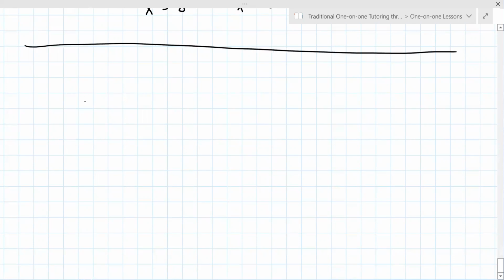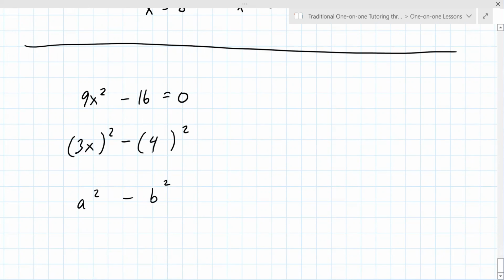Let's do 9x squared minus 16 equals 0. So the game is to figure out what it is squared minus what it is squared, because that gives you your a squared and your b squared. I guess 3x minus 4. Okay, so that 3x is your a, 4 is your b, not the minus. The b is just the number in parentheses. So you're just writing out a minus b, a plus b.